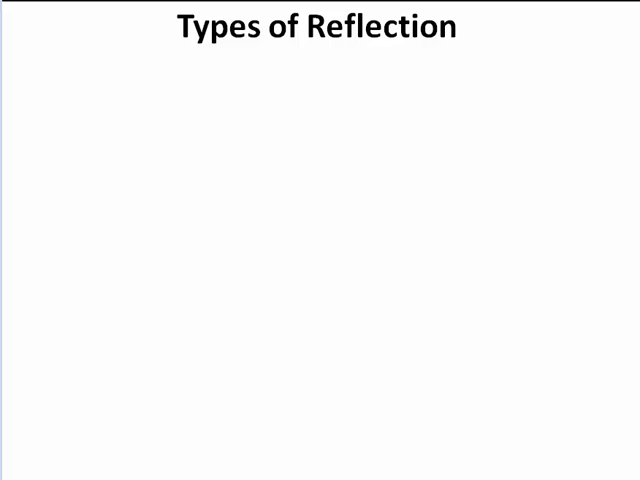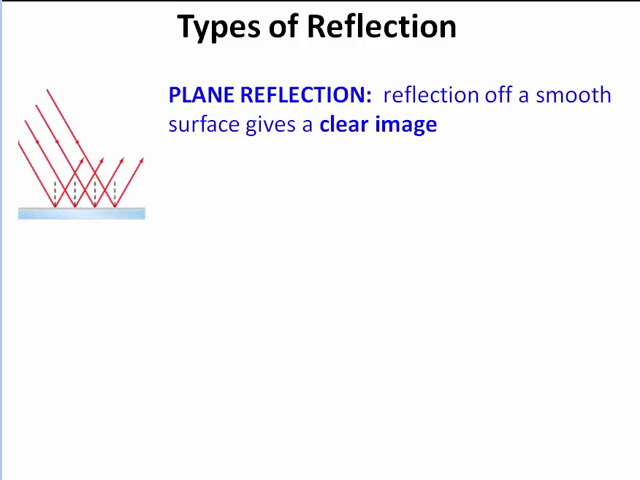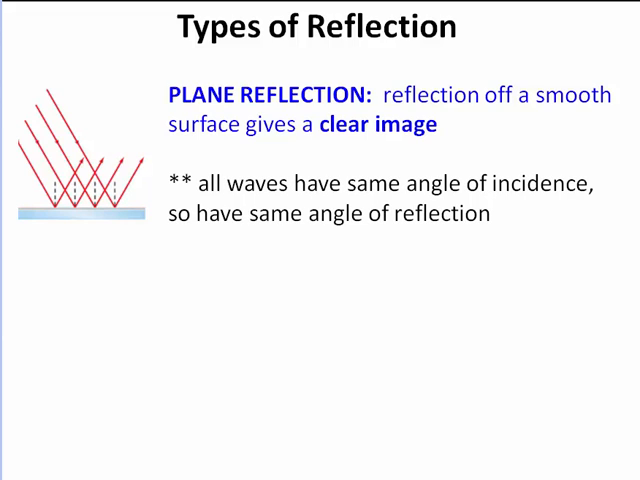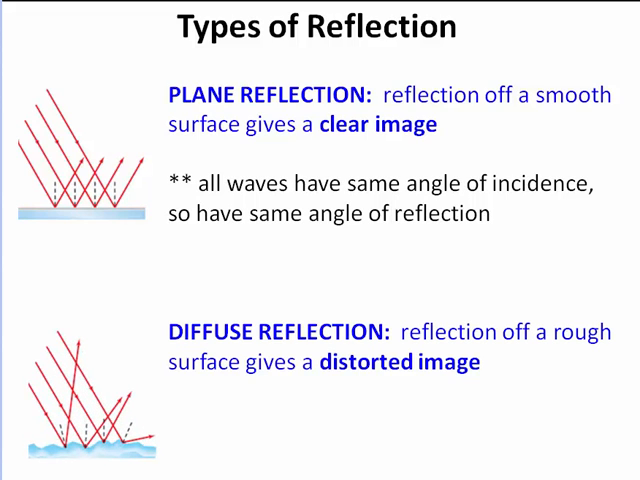There are two types of reflection I want you to be familiar with. The first is the type that gives a clear reflection. This is called plane reflection. A smooth surface, where all waves have the same angle of incidence, will give a clear reflection, since all waves have the same angle of reflection. Since the angles are the same, parallel rays going in are still parallel coming out, and you see an accurate representation of the object. If the surface is not smooth all the way to the microscopic level, you'll get a distorted image. This is called diffuse reflection.